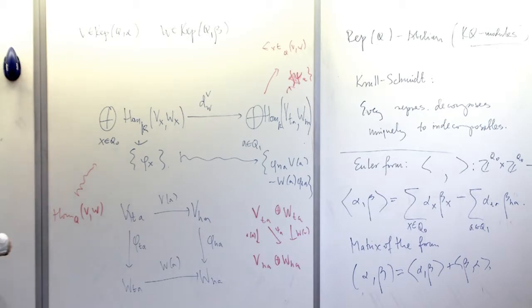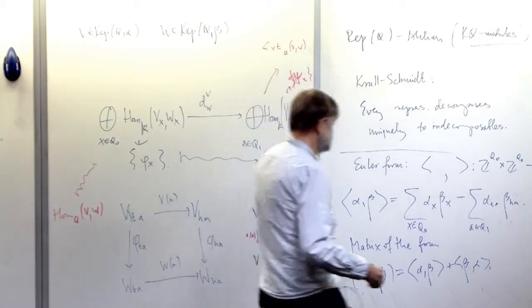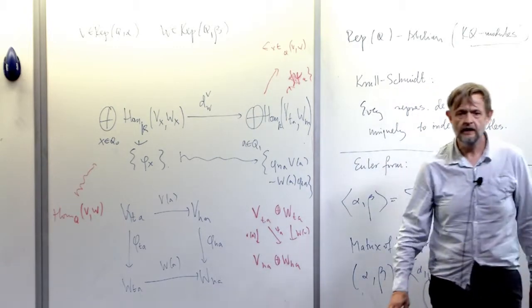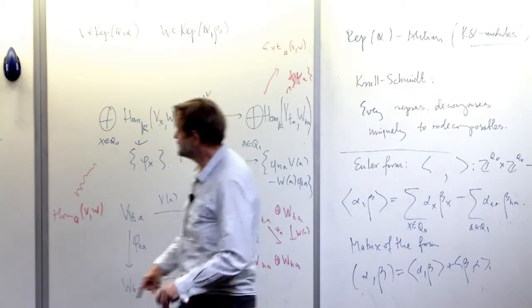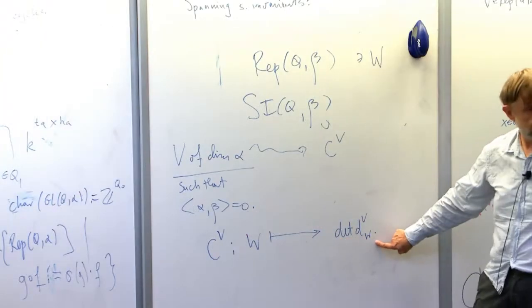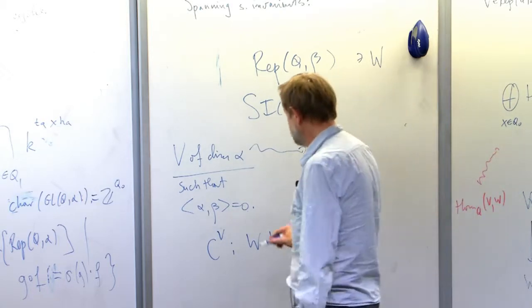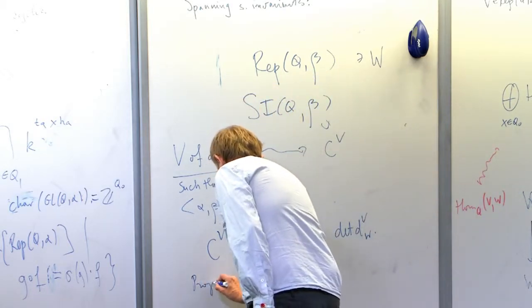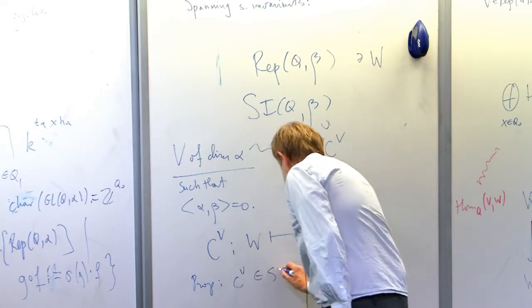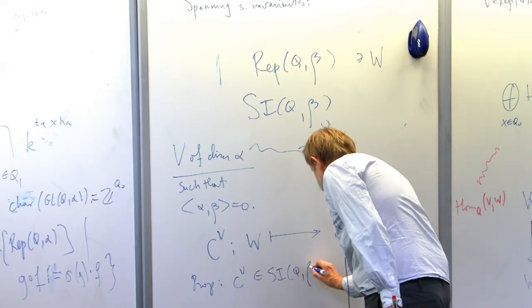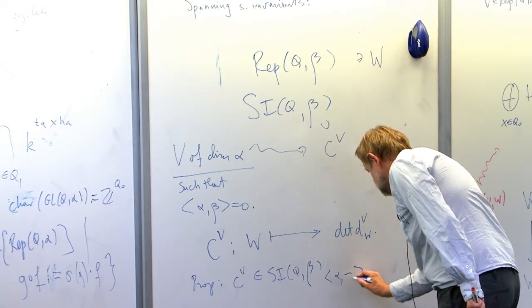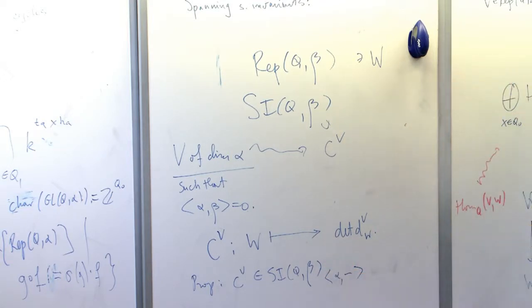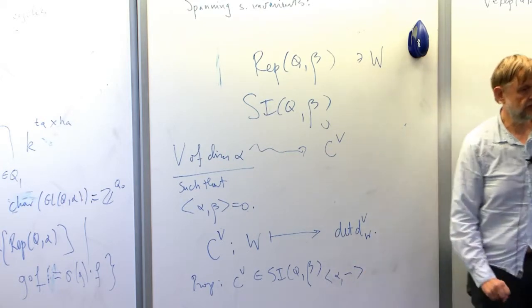So in particular, just a silly example, this one arrow. That's supposed to be a function on Rep Q beta, taking W to d_VW. And the proposition is that C_V is in SI Q beta. It's a semi-invariant. And the weight is a linear function that you get when you take the Euler form and put alpha on the first coordinate.